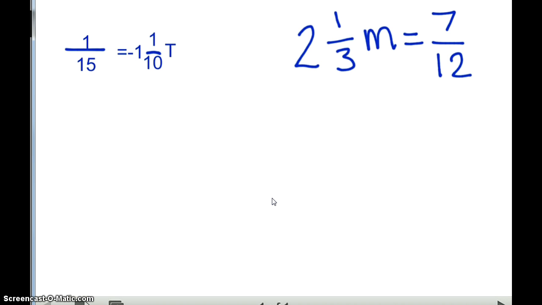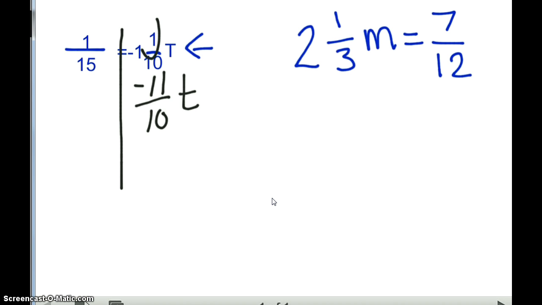The first thing I need to remember as I look right over here at this one is that when I multiply by a fraction, you must make improper fractions first. So I'm just going to draw this line down, and then I'm going to take that -1 and 1/10, and figure out, let's see, 1 times 10 is 10 plus 1. So -11/10, and then I still have my t, and over here I have 1/15.